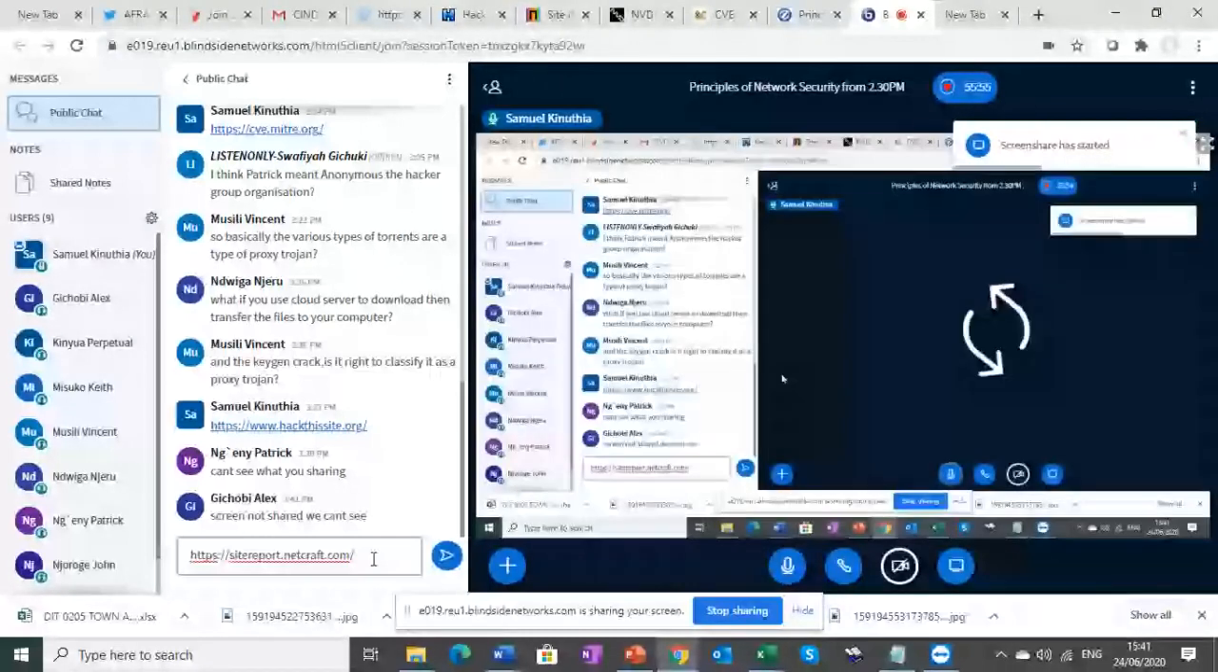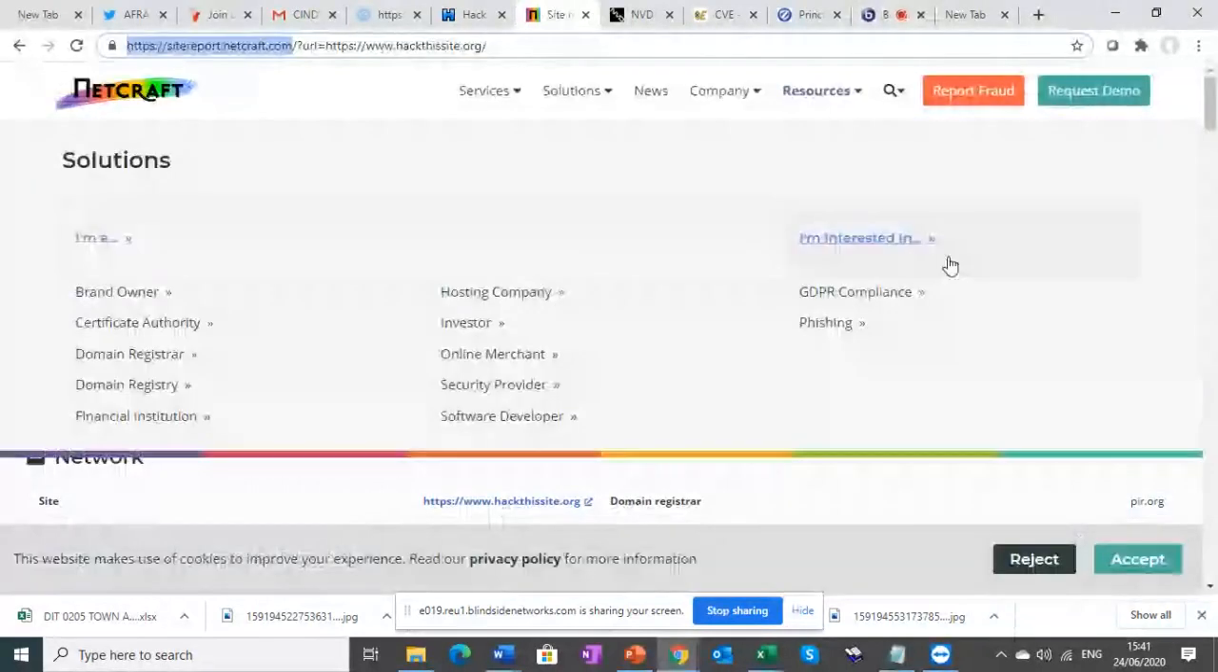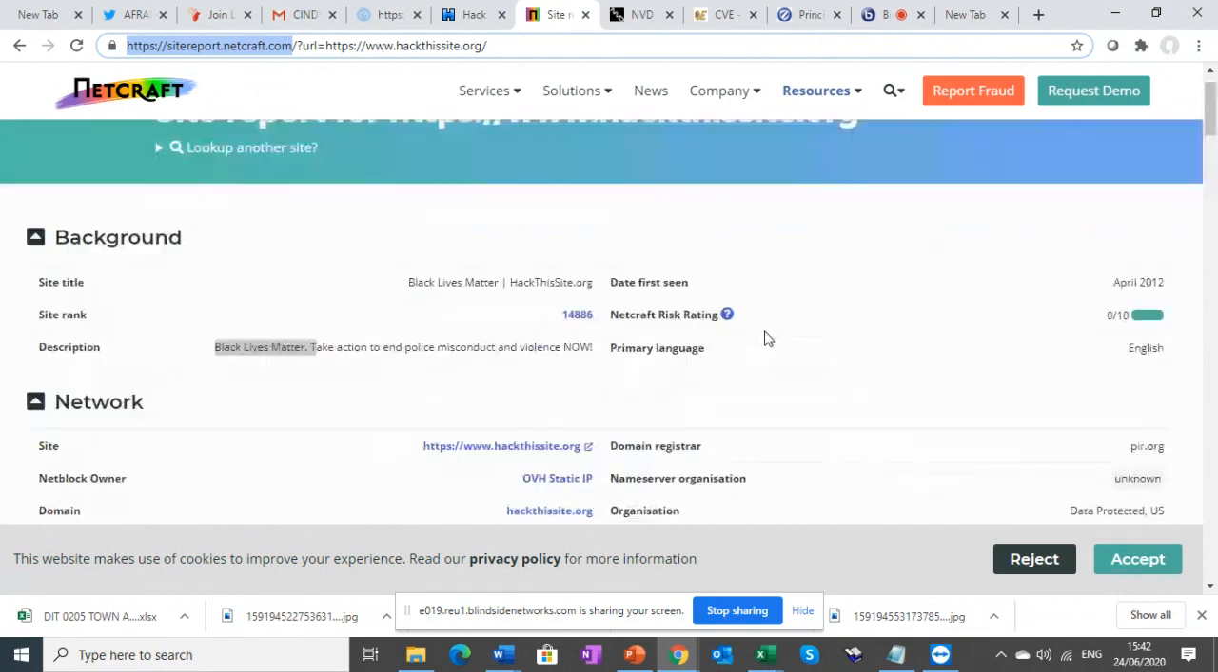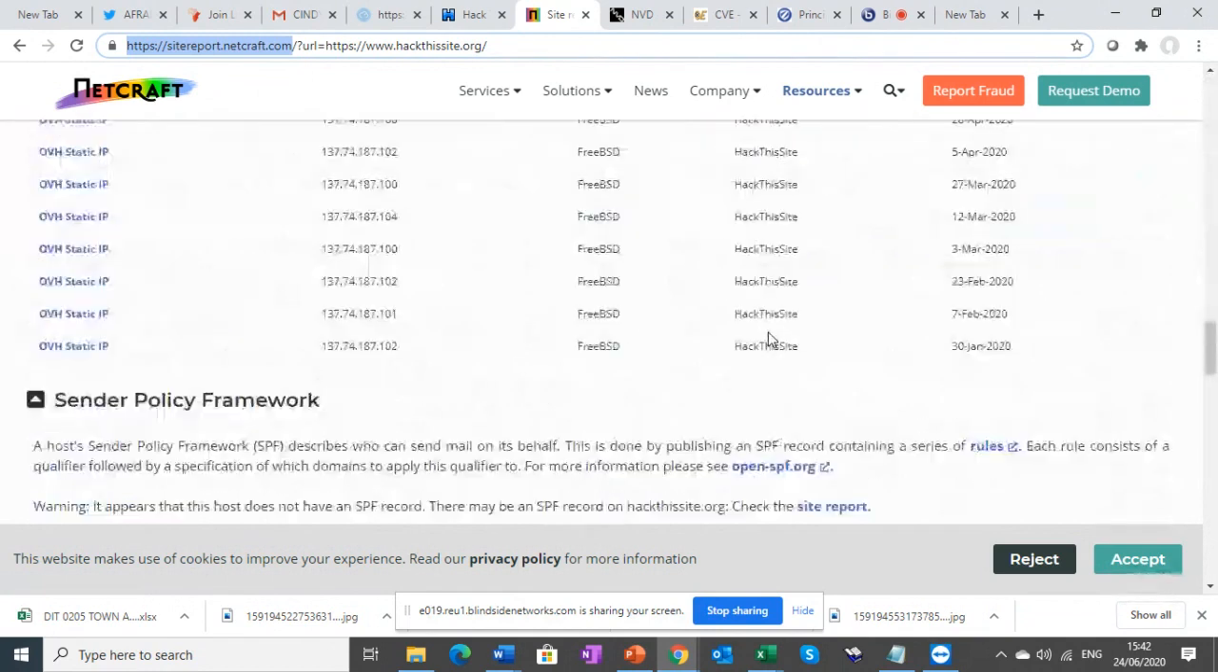So that is the site which I was mentioning. Okay, I meant this site here. It's called Netcraft, the site report at netcraft.com. I've said this site once more. Since you guys have said you're not able to see it, you can do it yourselves. Just click on it and you can put it out. Let me go back.